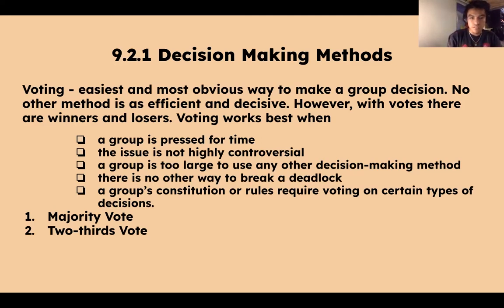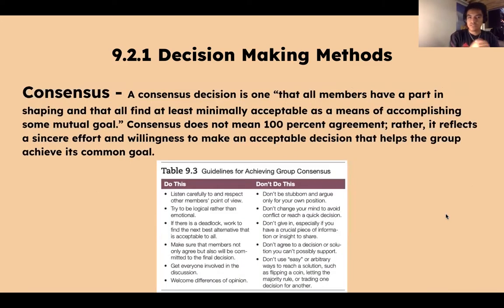And the next decision-making method is the consensus, which is a decision that all members have a part in shaping and that all find at least minimally acceptable as a means of accomplishing some mutual goal. Consensus does not mean 100% agreement. Rather, it reflects a sincere effort and willingness to make an acceptable decision that helps the group achieve its common goal.